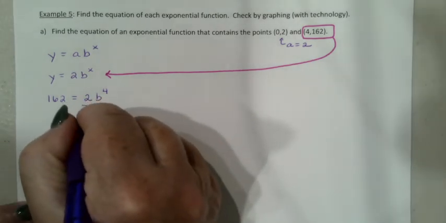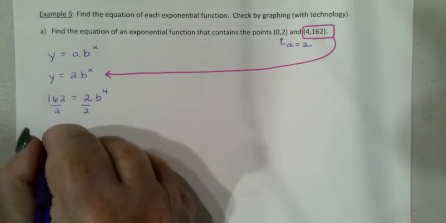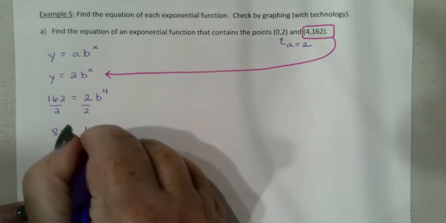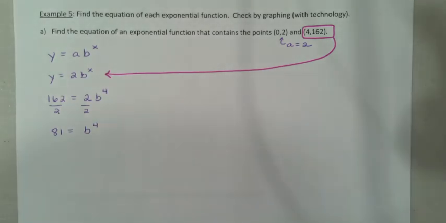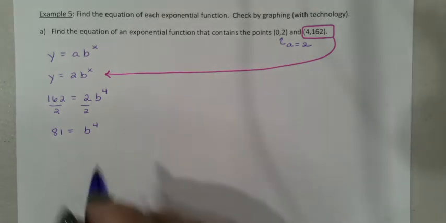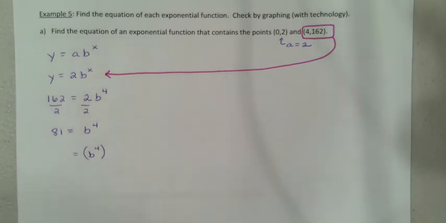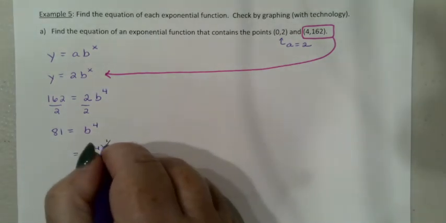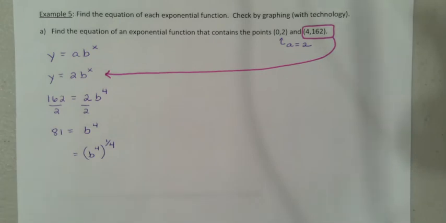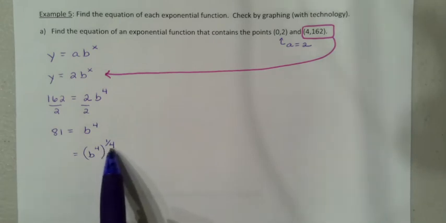I'll start by dividing by the 2. So I have 81 equals b to the 4th power. And then to figure out b, of course I need to get rid of that 4th power. The way I'm going to do that is actually with a fractional exponent, something we learned about in the last section, right? If I raise b to the 4th to the reciprocal power, the 1/4 power, notice that when you multiply those exponents, it's just going to be 1. So I have b to the 1st, or just b.